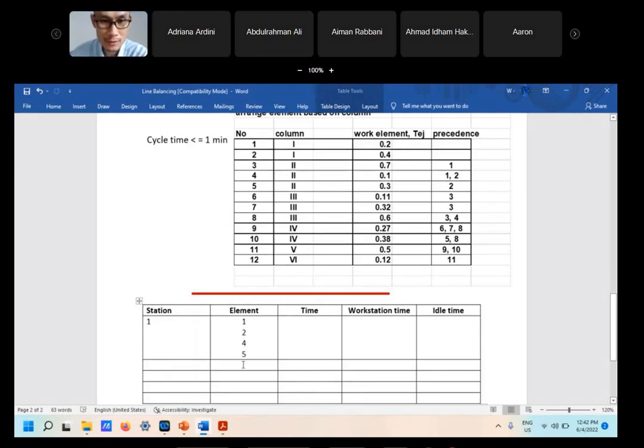Okay, but you got 1, 2, 4, 5 based on what I said just now, right? So correct. Workstation 1 should consist of 1, 2, 4, 5. I just need to repeat again, whatever assignment you make, make sure the total station time does not exceed the cycle time, and make sure you follow the precedence relationship. You don't violate the precedence constraints. So you have 0.2, 0.4, 0.1, 0.3, which is 1. So total workstation time is 1.